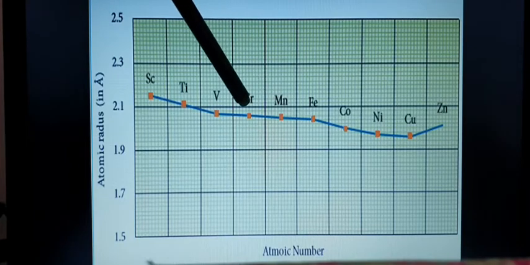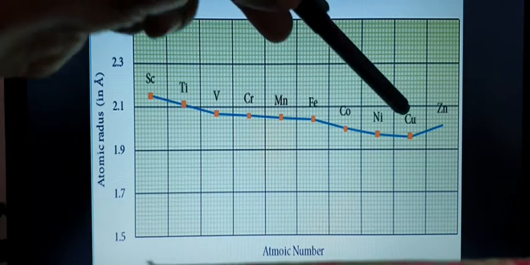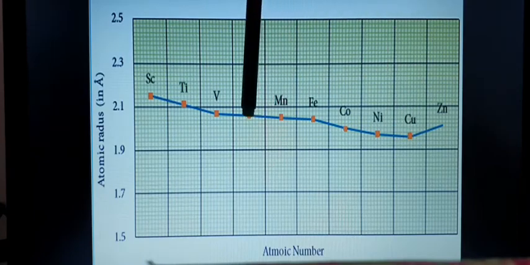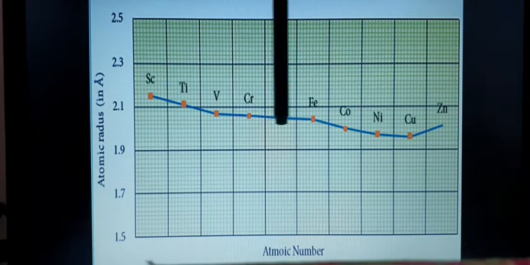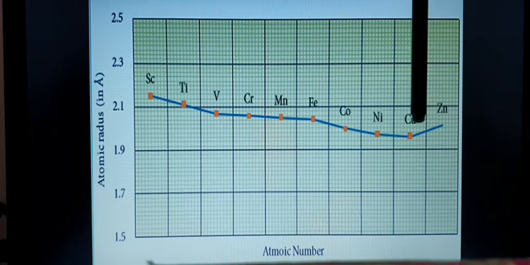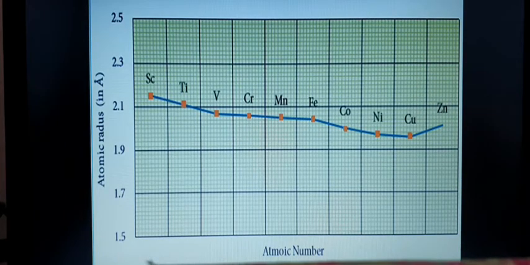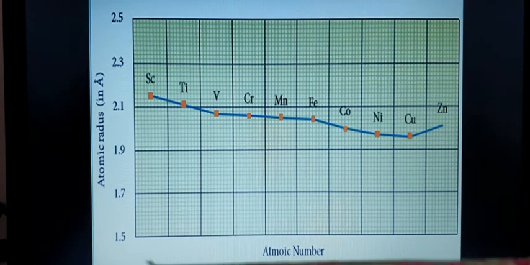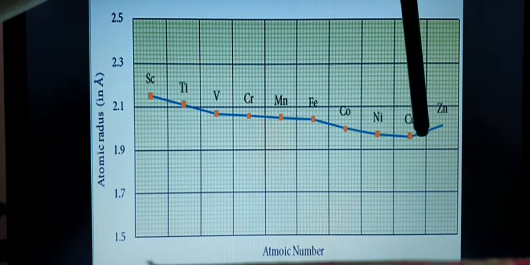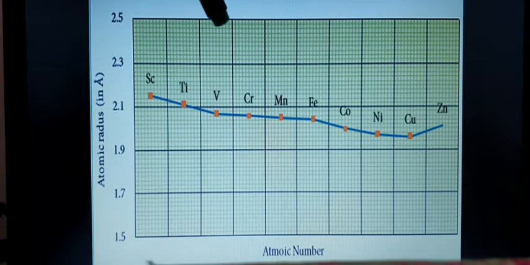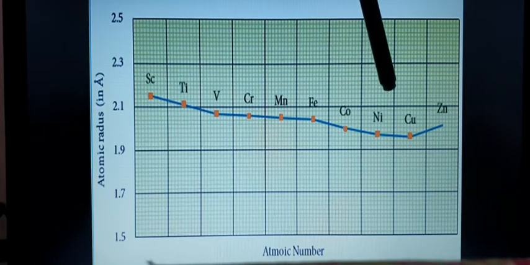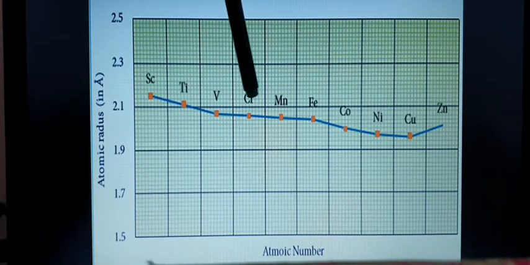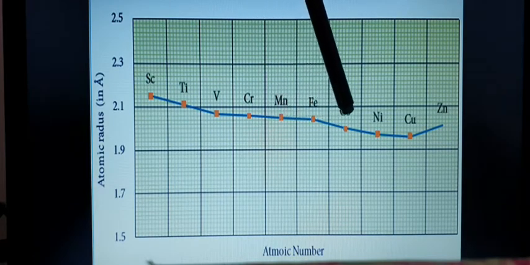Why? Because there are two forces that operate between chromium and copper. What are those forces? One is the repulsive force between 3d electron and 4s electron. The other is the attractive force between the nucleus and the 4s electron. These two forces tend to balance each other. Therefore, the atomic radius steadily decreases.